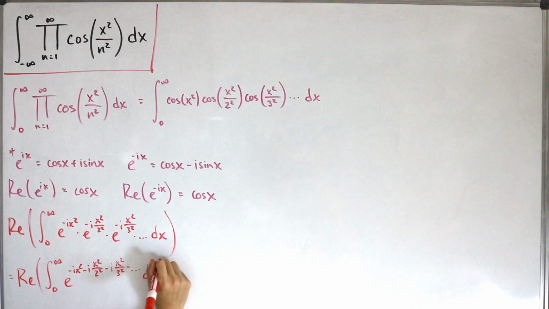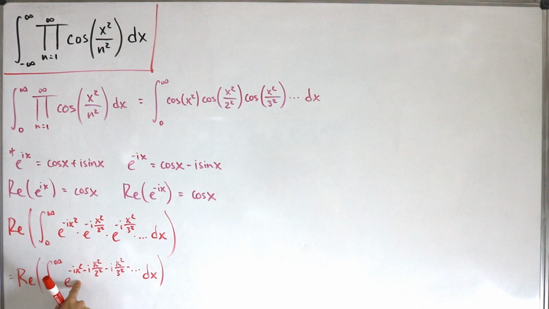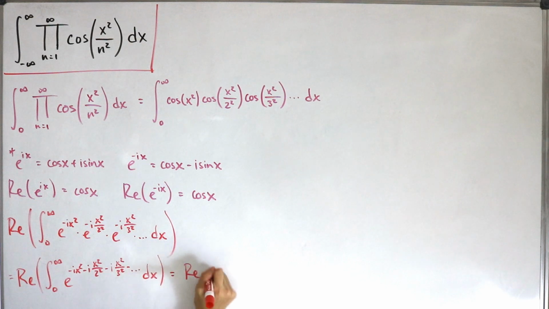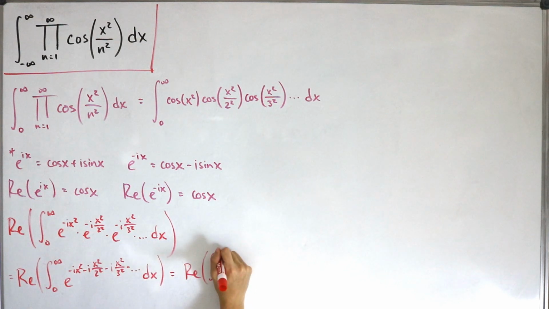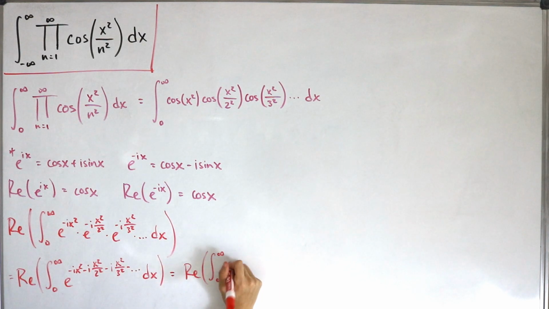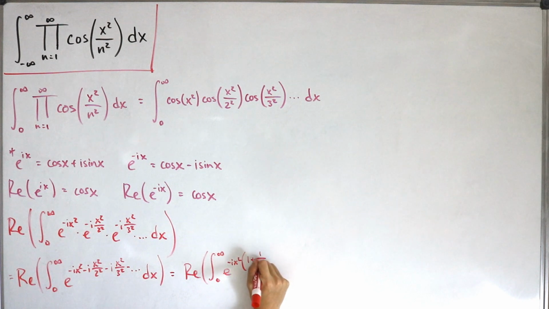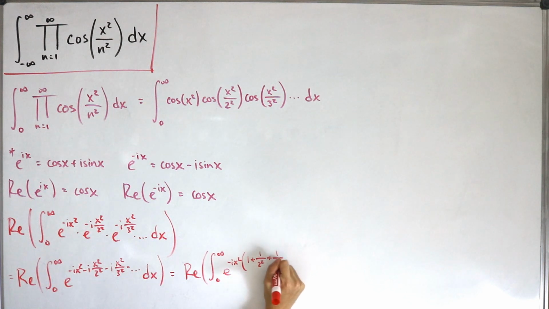Then that just ends off with dx, and of course we can factor out the negative i times x squared. So that's just going to yield us the real part of the integral from 0 to infinity of e to the power negative ix squared, times the sum: 1, and then add 1 divided by 2 squared, plus 1 divided by 3 squared, and so on and so forth.